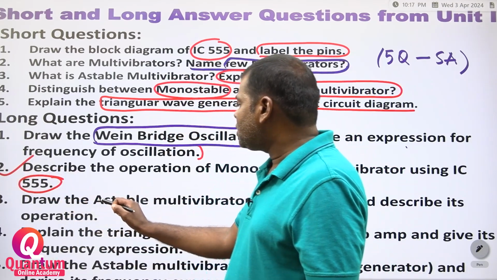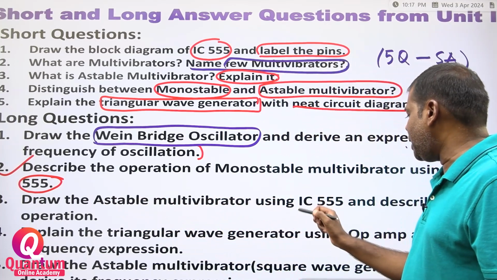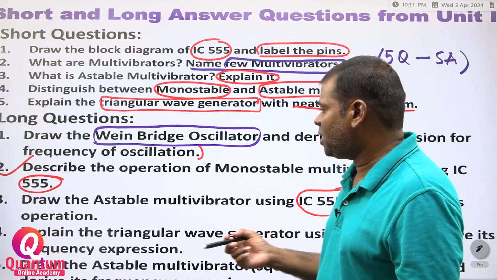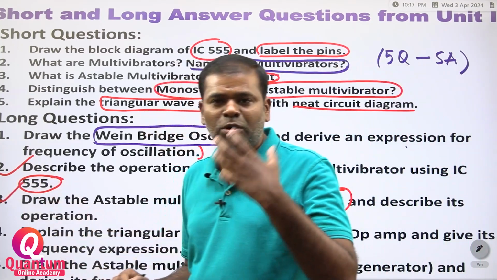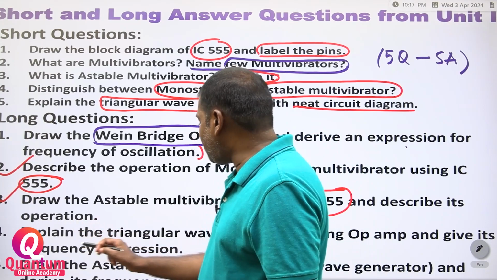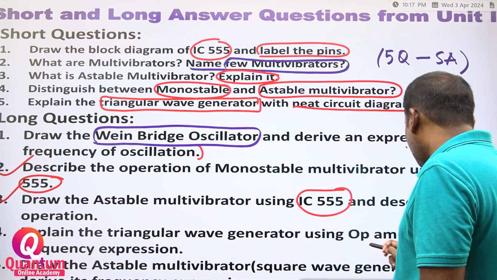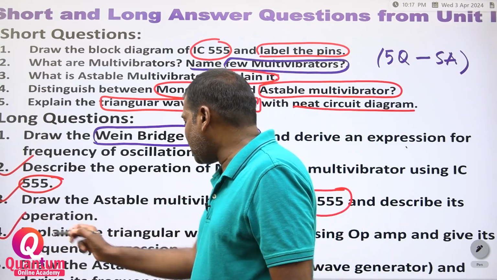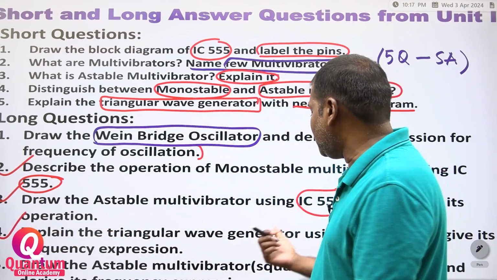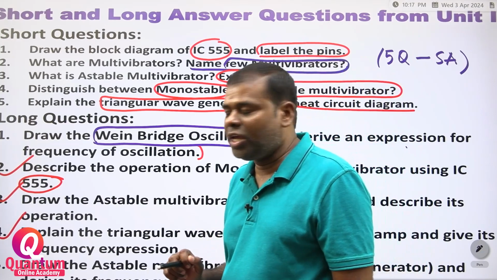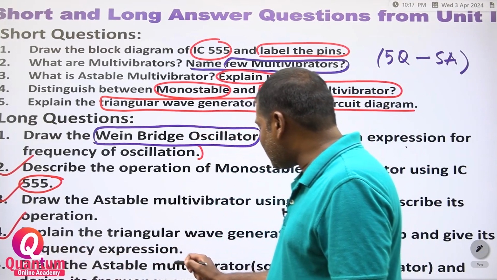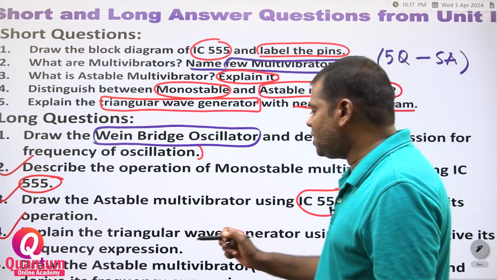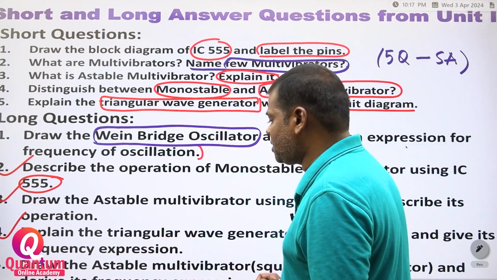The third one, draw the astable multi-vibrator using IC 555. Describe its operation. This third one is also an IC 555 application only. Explain the triangular wave generator using the op-amp and give its frequency expression. Triangular wave generator you have to write and the frequency equation also you give. Draw the astable multi-vibrator, square wave generator and derive its frequency expression. Right?